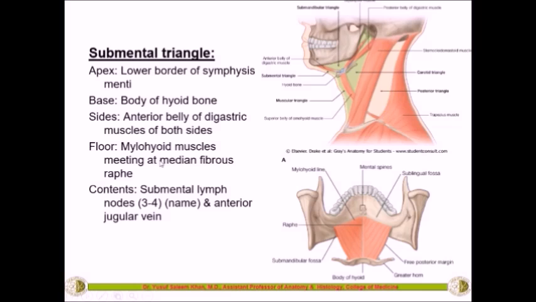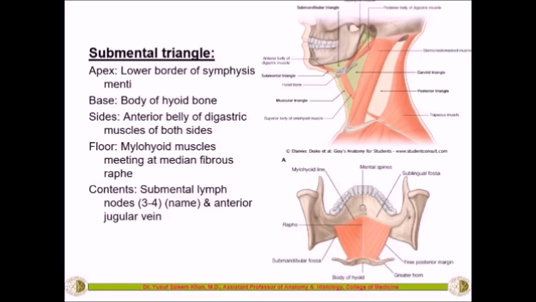Coming to the contents, this is not a very important triangle because there are very few contents here. The most important content here will be the submental group of lymph nodes. There are 3 to 4 submental lymph nodes which drain the tip of the tongue as well as a small part of the anterior part of the lower lip. Along with that, the anterior jugular vein will also be there.